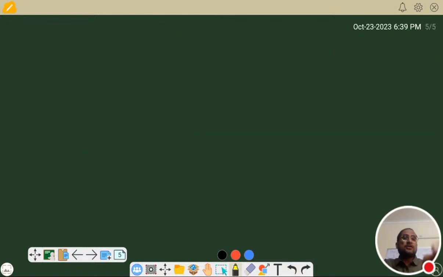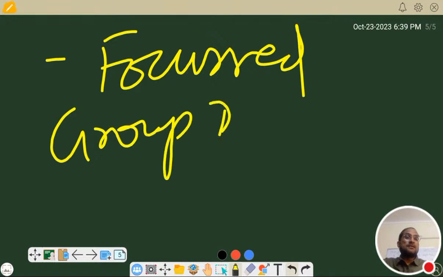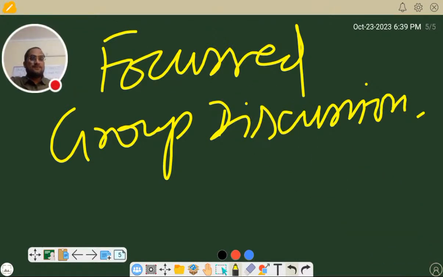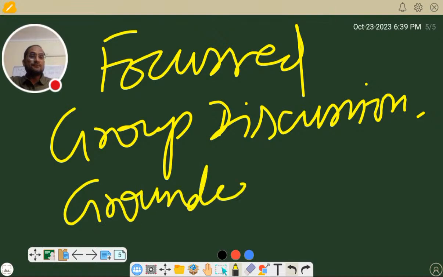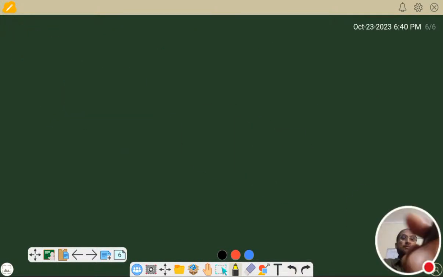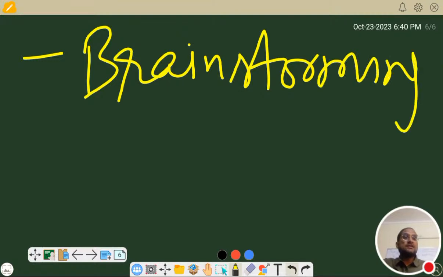Then specifically mentioned topics like focus group discussion, grounded theory, and brainstorming. These are specifically mentioned in the form of topics. Types of research, methods of research, experimental design, non-experimental design, quasi-experimental design, then focus group discussion, grounded theory approach, and brainstorming. This finishes our syllabus.